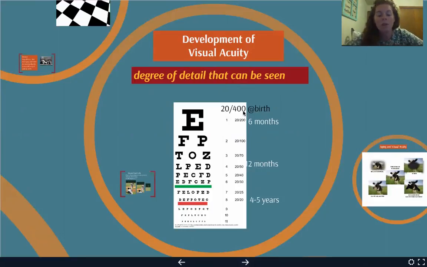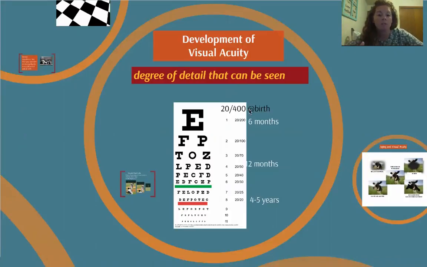So at birth, babies are at 20/400. Remember, 20/20 is healthy adult vision. So 20/400 at birth, and this is what it means. What a normal healthy person can see from 400 feet away, a baby has to be within 20 feet to see. So it tells you about how well they can see.